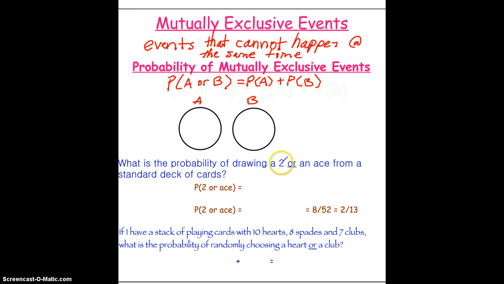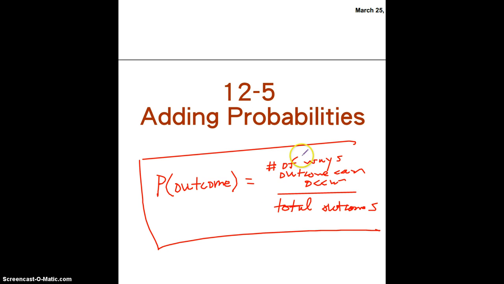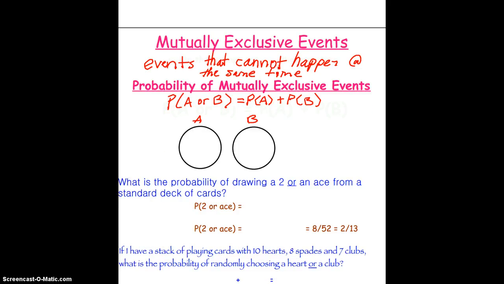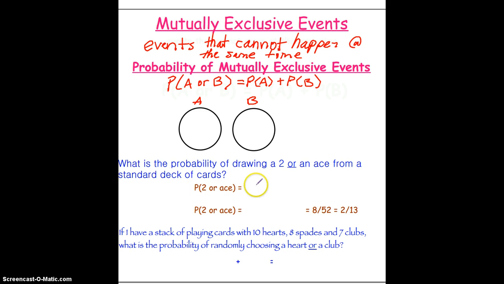Looking at the probability of drawing a 2 or an ace from a standard deck of cards, going back to our first slide, the probability is the number of ways the desired outcome can occur, those are successes, over your total outcomes. So instead of trying to memorize that I add these probabilities, I keep that basic idea in mind and ask: how many times can a 2 or an ace occur? There are 4 twos and 4 aces. That means you can draw a total of 8 cards and get a 2 or an ace, out of a total of 52 cards.